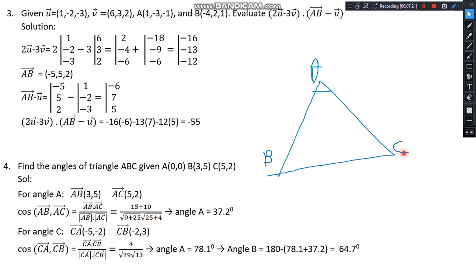If I want to find angle C, it will be CA and CB, so the scalar product of CA and CB over norm CA times norm CB. You do it the same way as we did above, and you're going to get 64.7. So the scalar product of two vectors is a number. So this was the scalar product. Now we're going to go to video number 3, which is called the cross product.